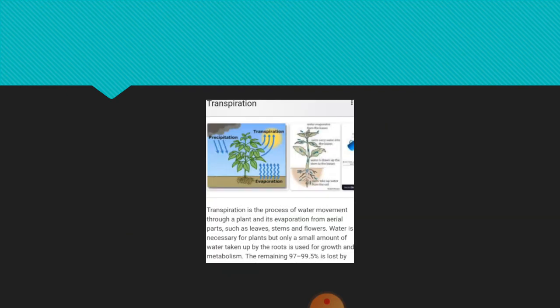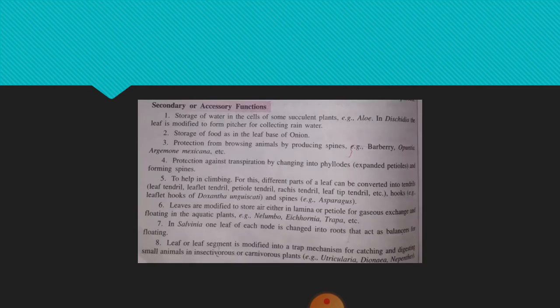Vascular strands represented by the veins conduct water and minerals from the stem to the leaves in the xylem, and transport organic material from the leaf to the stem in the phloem. So the vascular strands are represented by veins. They take water and minerals, which are taken first by the root, then the stem, then to the leaf. So these are the main and primary functions of the leaf.